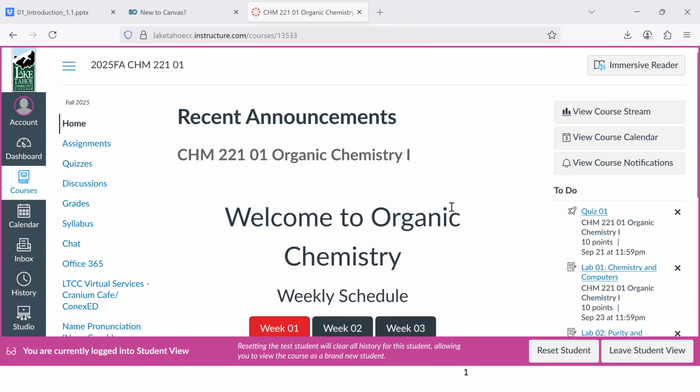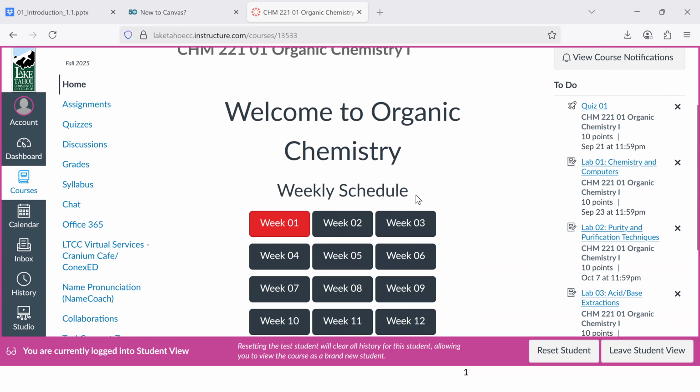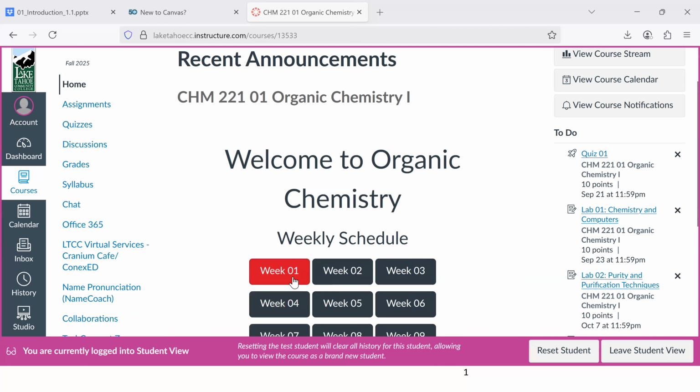But first things first, the structure of the Canvas shell looks like this. I'll change which one of these buttons is highlighted as we go through, so you always know what week we're in. I don't usually get to that till Tuesday morning. If I have class with you on Tuesday morning, I'll probably update it on Tuesday mornings.